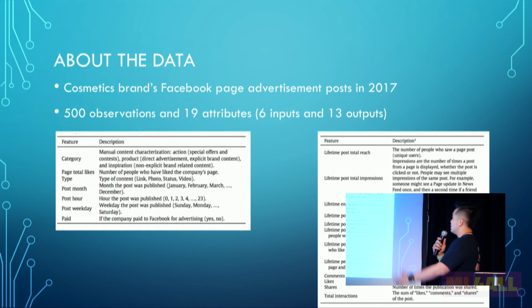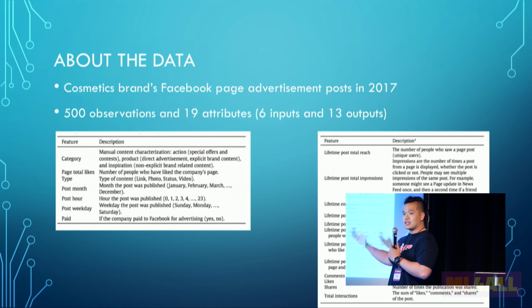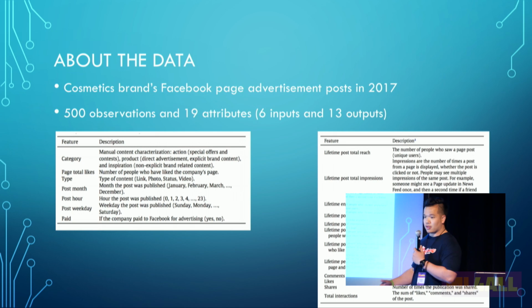Just a little about the data. Essentially, Facebook released data in 2017 for one of their pages. It describes the category of the ad, the type of the ad, the post month, and the post hour when it's posted. And then the other metrics are the number of clicks, likes, and all that.